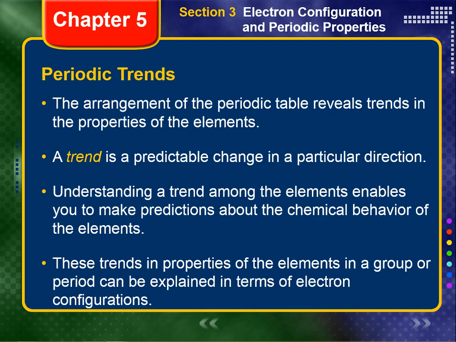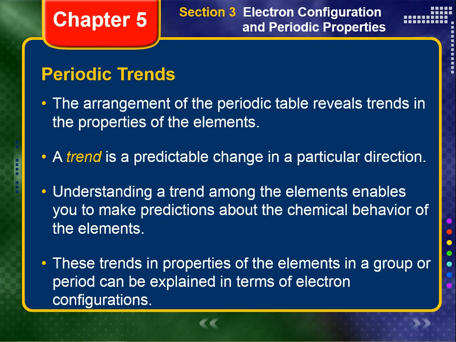So the arrangement of the periodic table reveals trends in the properties of elements. You should already know this because as you go down a group, you see that each element in that group has the same number of valence electrons, and because the valence electrons determine the chemical characteristics, all the elements within a group have similar chemical characteristics. A trend is a predictable change in a particular direction.